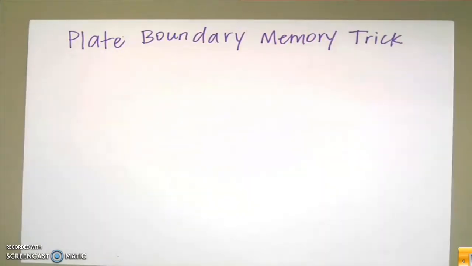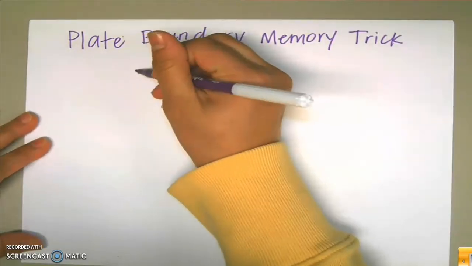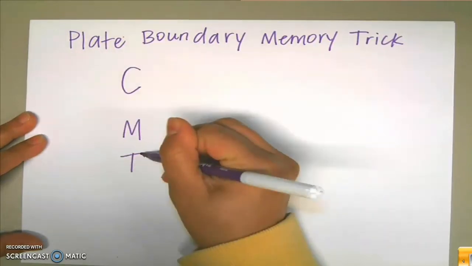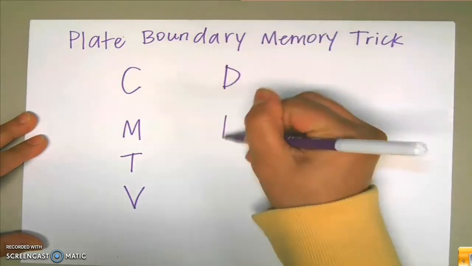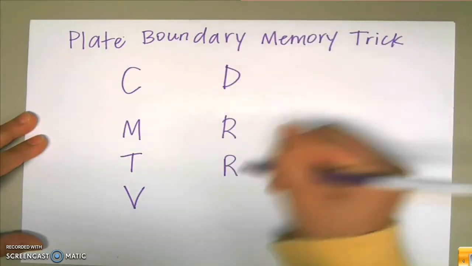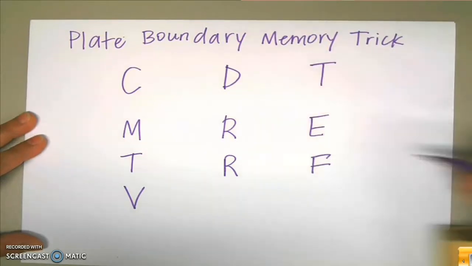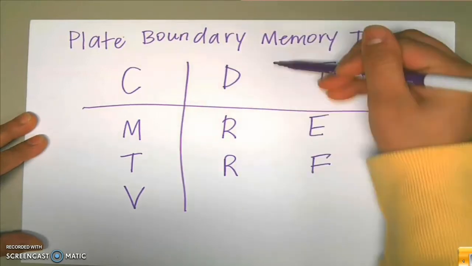So we have 3 different plate boundaries, and this is how you can remember them. So first you watch MTV, and you go to the doctor, and this is going to be a little tough, but not really. I said TEF so we can remember that last column.